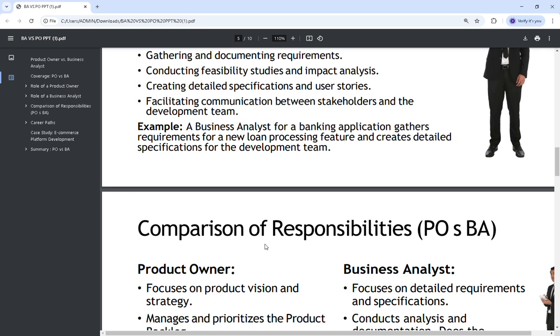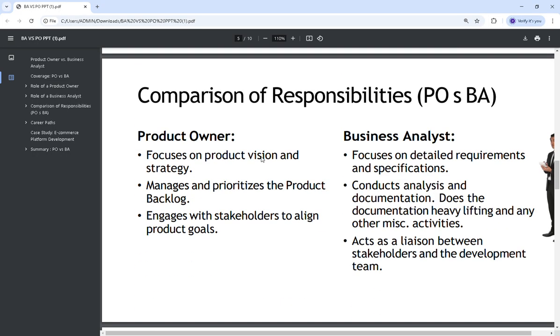Now, for example, a business analyst for a banking application gathers requirements for a new loan processing feature. For example, any new loan plan is introduced. So what he will do, he understands the features completely and creates a detailed specification for the development team. So he can do that. Okay. Now we come to the main part of the discussion. What is the difference between the two?